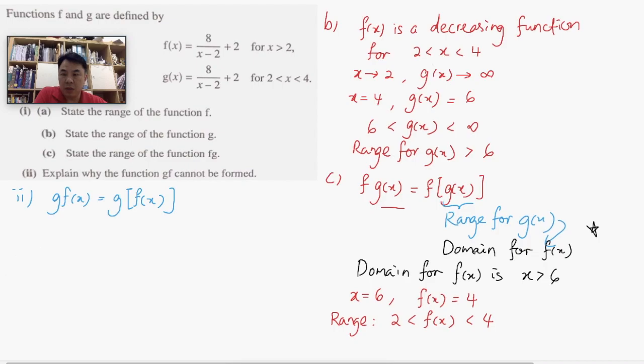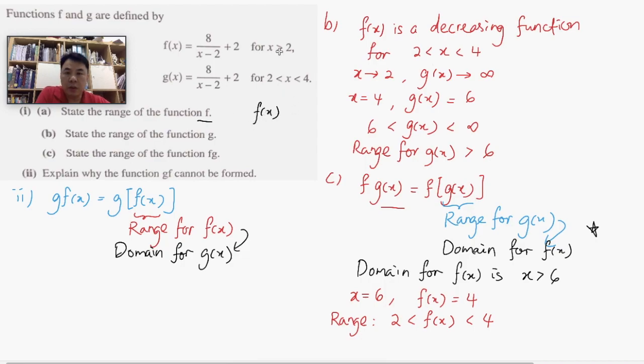As in question C, we can state that the range for fx would become the domain for gx in this case, right? Now from A we know the range for fx. We know that fx is greater than 2 from the first question there. And therefore the domain for gx is x greater than 2, right? x is greater than 2, right?